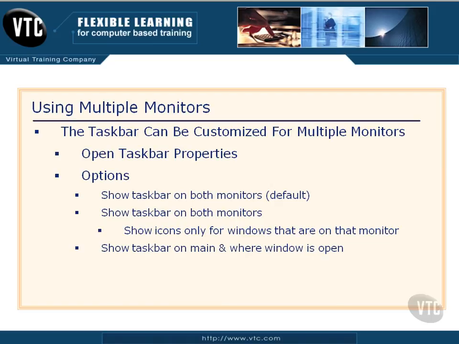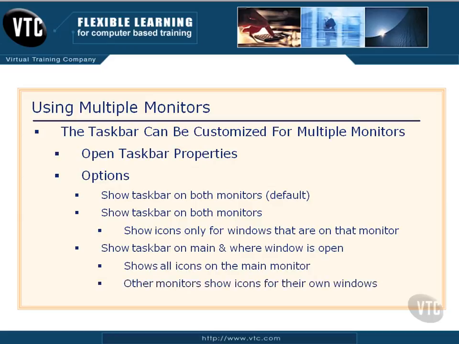And then I can tell it to show the taskbar on the main and wherever a window is open. This will show all icons on the main monitor, and then other monitors just show icons for their own windows. So that's probably what most people like to do, that I've been able to tell, because on your main monitor, where you always end up somehow, all of your icons are there, but then on the second monitor, only the icons that are actually open and being used on that particular monitor are down there on the taskbar.